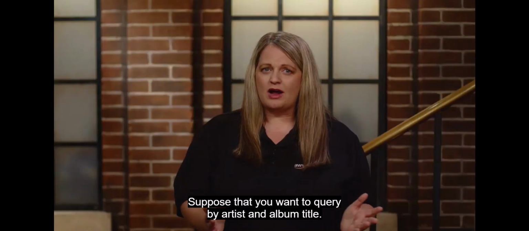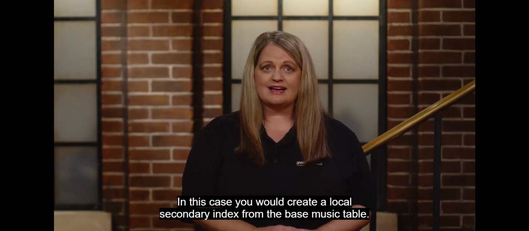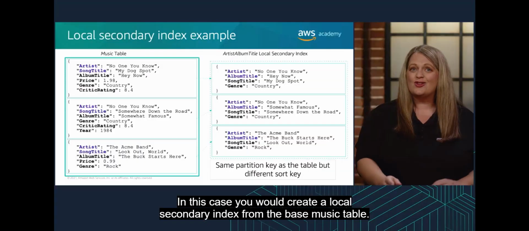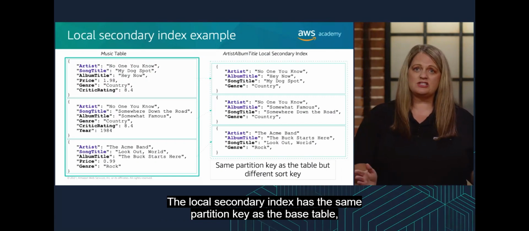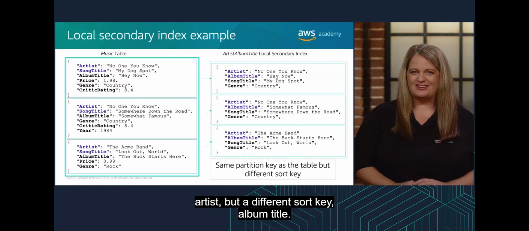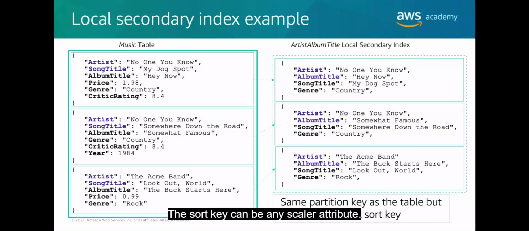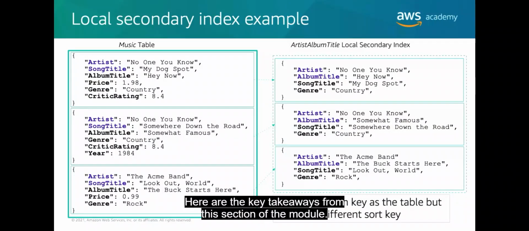Suppose that you want to query by artist and album title. In this case, you would create a local secondary index from the base music table. The local secondary index has the same partition key as the base table, artist, but a different sort key, album title. For a local secondary index, the partition key is the same as the table's partition key. The sort key can be any scalar attribute.